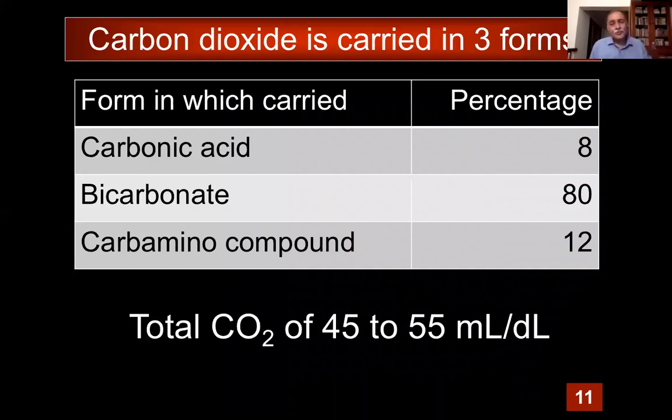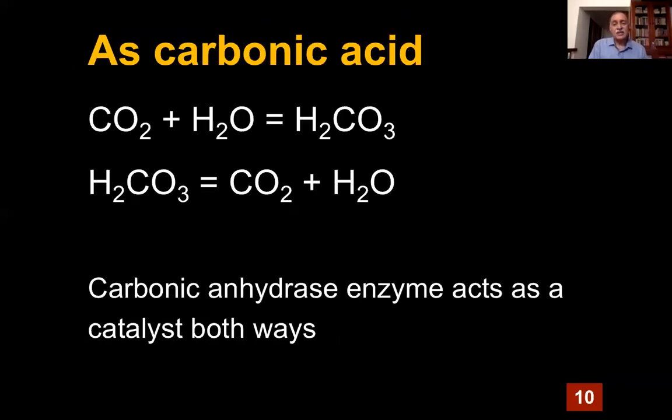Now we need to know that carbon dioxide is carried in three different forms. The three forms in which it is carried are as carbonic acid, about 8% of it; as bicarbonate, the major part of carbon dioxide, which is about 80%; and as carbamino compound in combination with body proteins, which is about 12%, leading to the total 100% of CO2 carriage. The amount of carbon dioxide that is normally carried is about 45 to 55 ml of carbon dioxide per deciliter of blood. Now, looking at the first way in which it is carried, that is the carbonic acid, which amounts to about 8% of how carbon dioxide is carried.